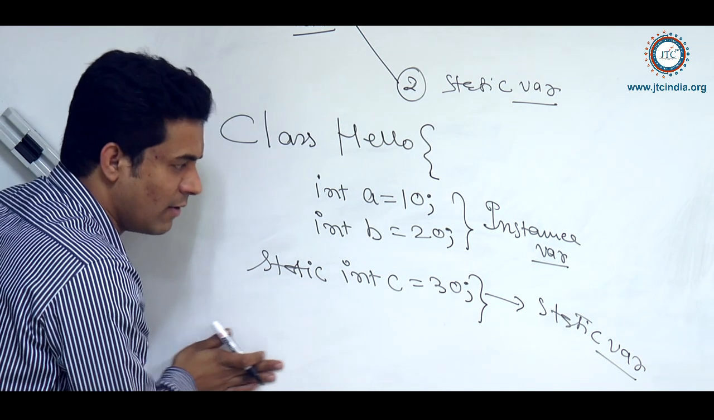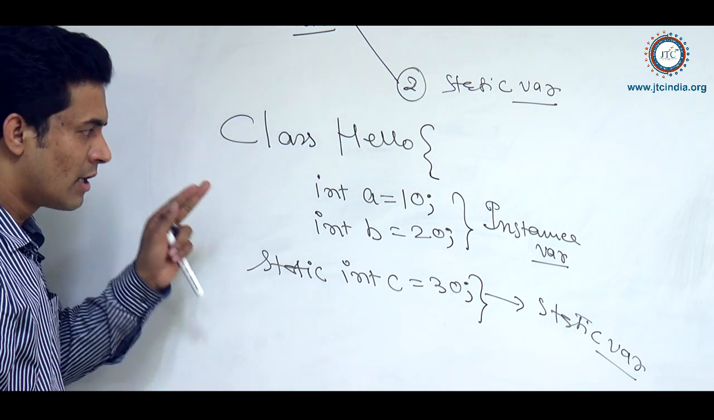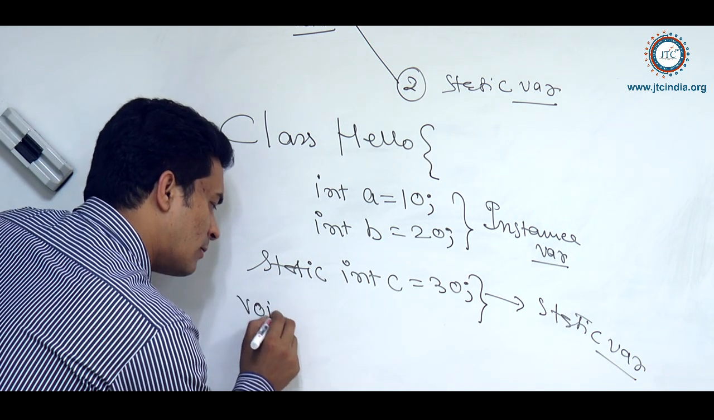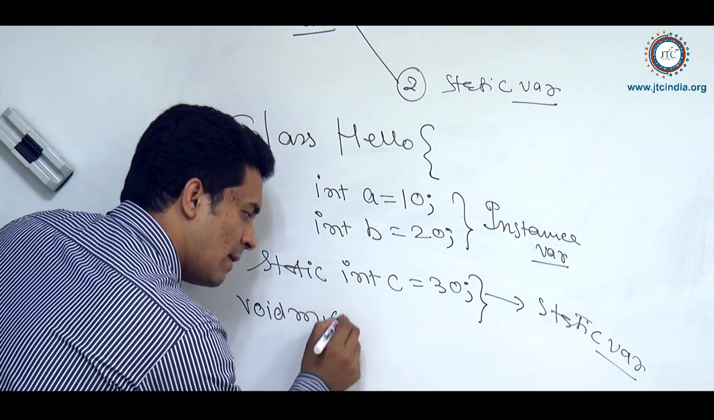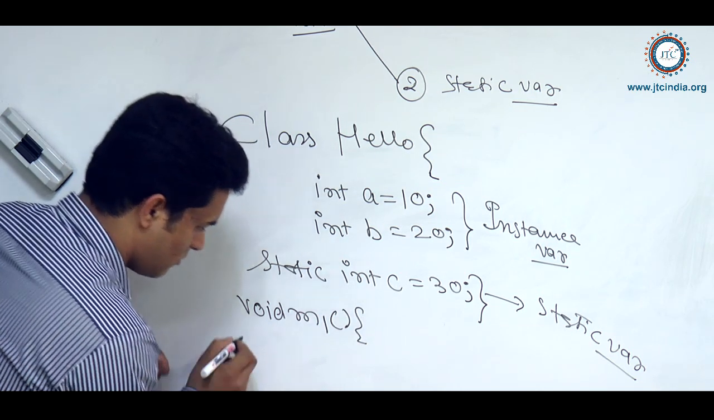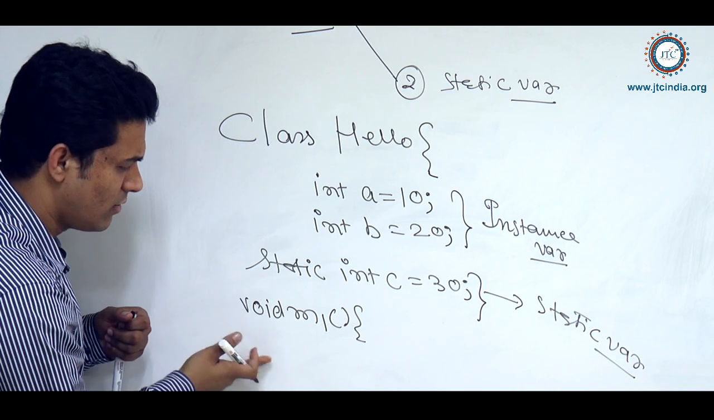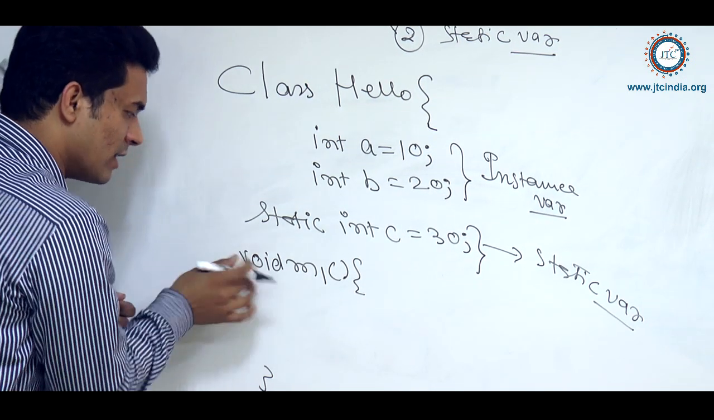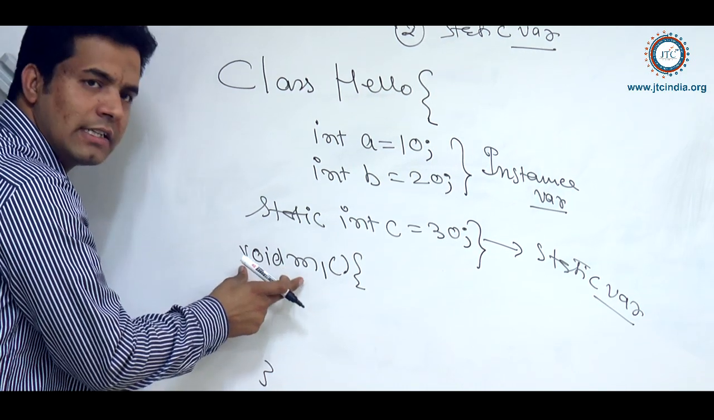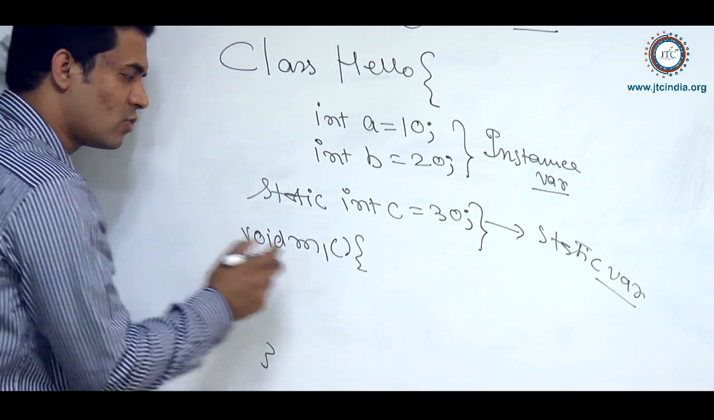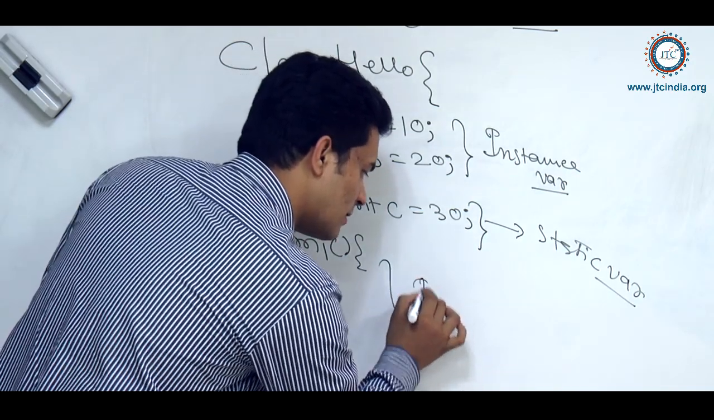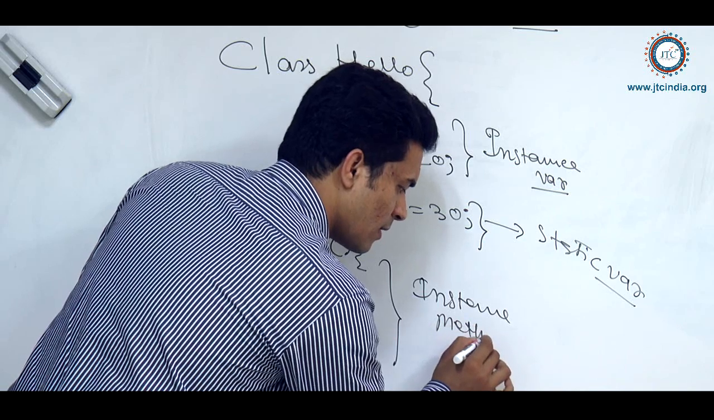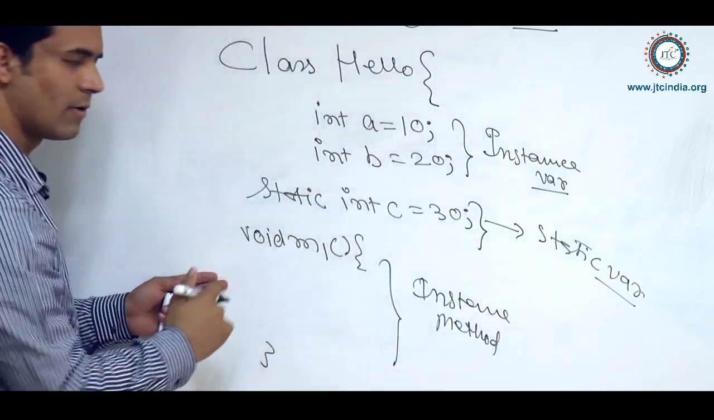One basic confusion I wanted to clear here, right? Suppose I am writing a method, void m1, the return type of this method is void, right? Even this method, which is declared directly inside the class without any static keyword, we can call an instance method in the same manner, right?